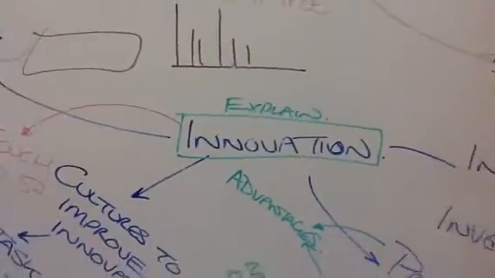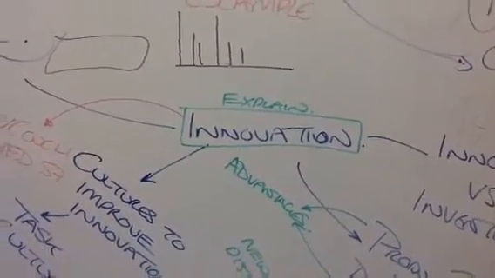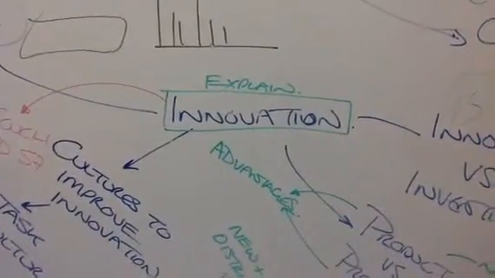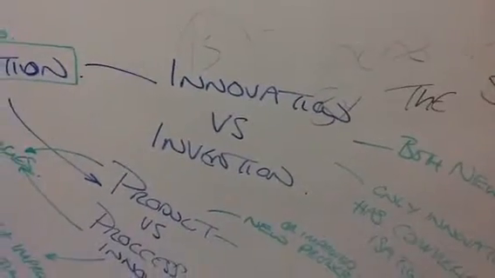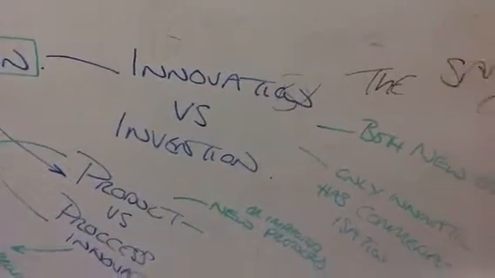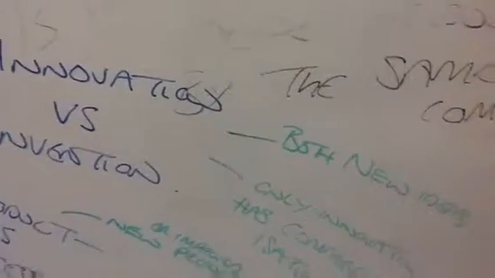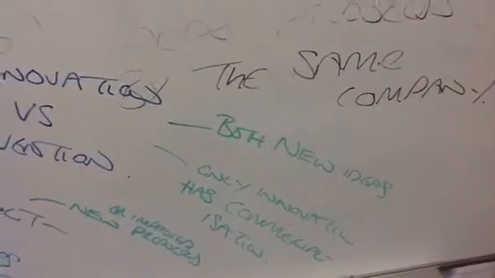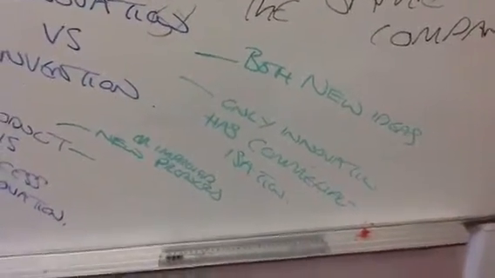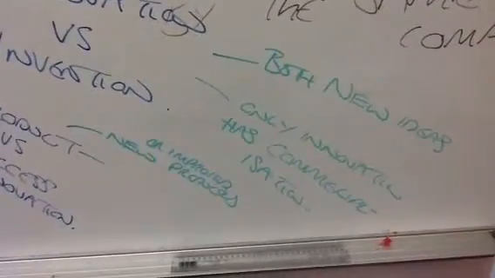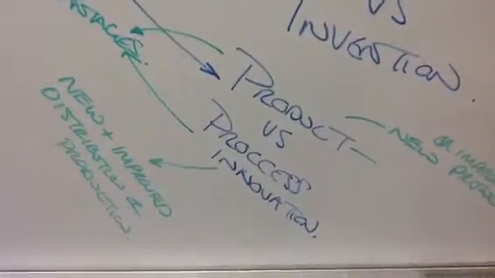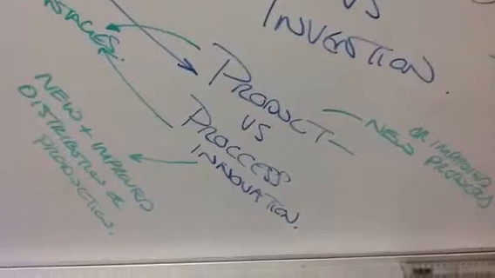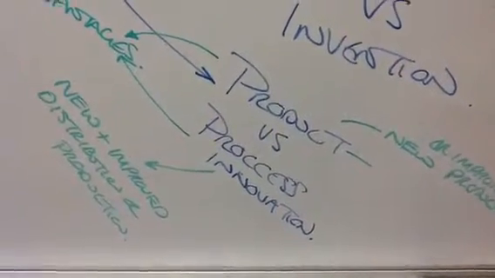The next section is innovation. The first thing that you need to know is the difference between innovation versus invention. The basic difference is that both innovation and invention are new ideas, but only innovation has commercialization. You can only make a profit out of an innovation. Then you have to know the difference between product and process innovation and be able to fully explain those.